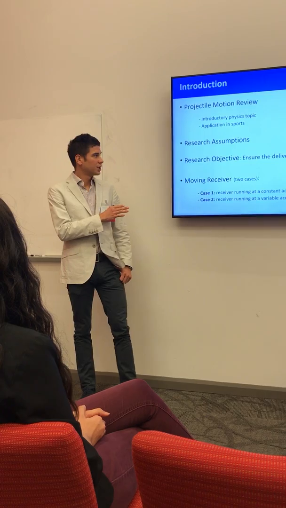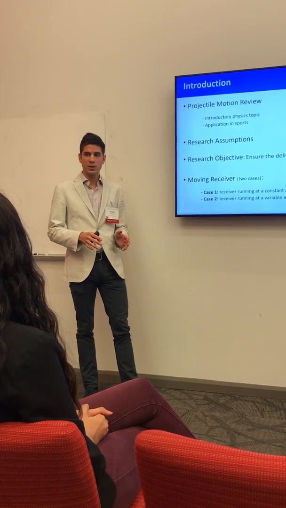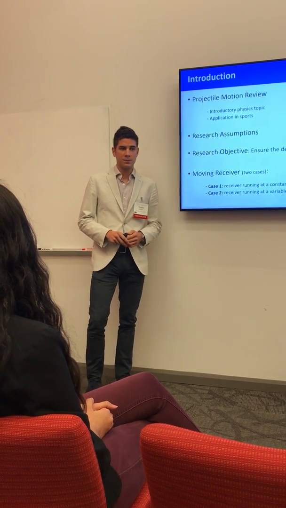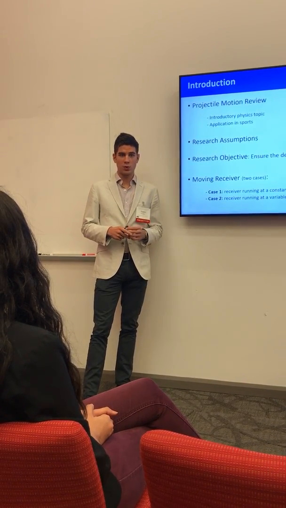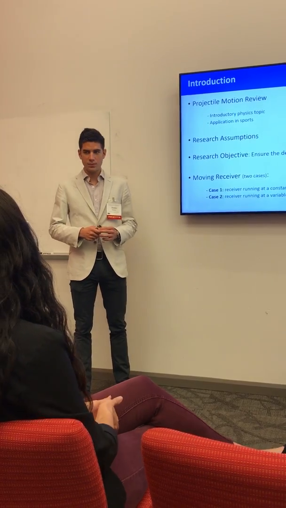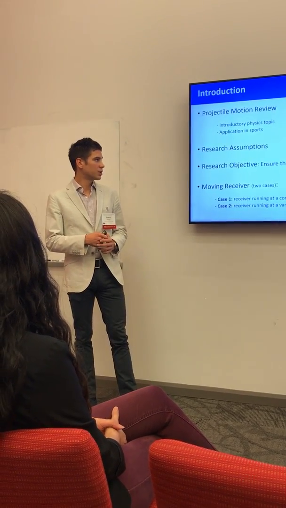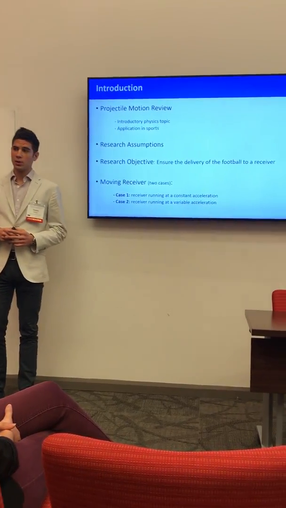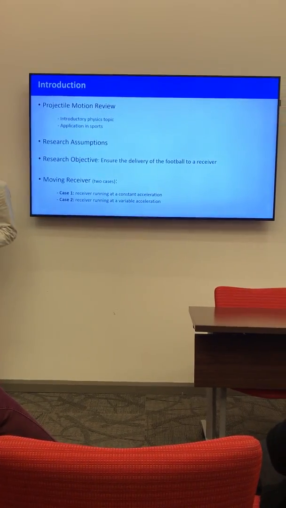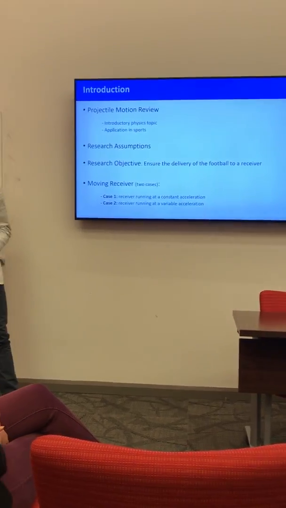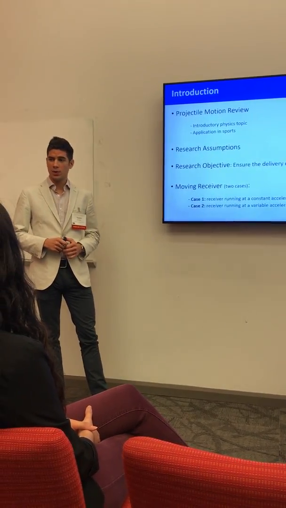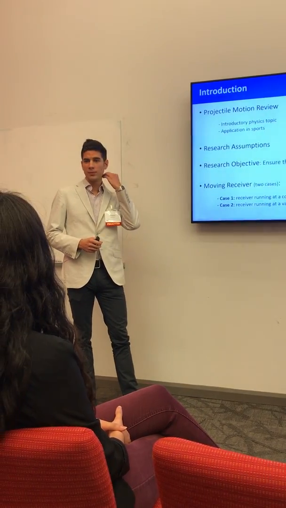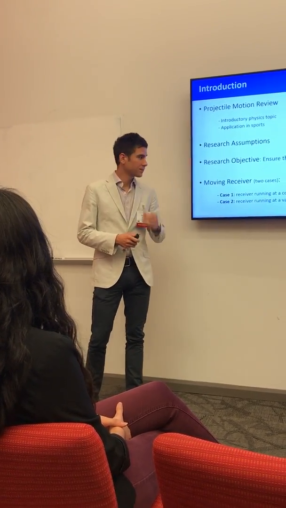In this research, we try to find the relationship between a running receiver, who is trying to catch the ball, and a quarterback, who passes the ball to the receiver. Even though in our original research we analyzed two cases, today I'm going to focus only on case one, where the running receiver runs at constant acceleration. Case two was where the running receiver ran at variable acceleration, which is a more realistic model, but slightly more complicated.